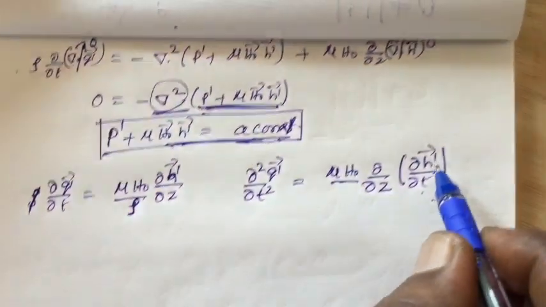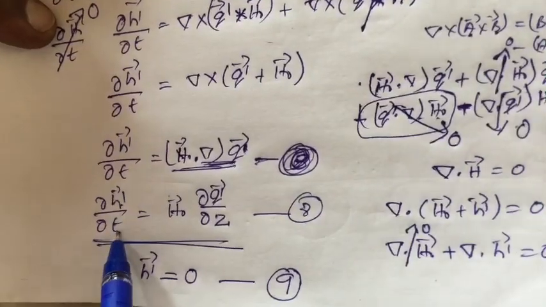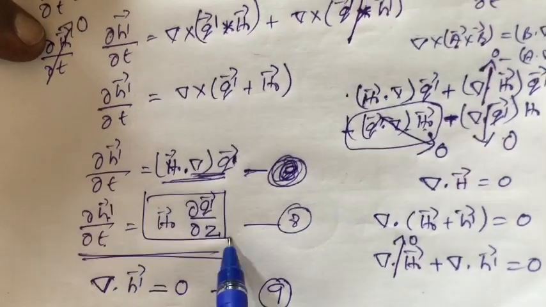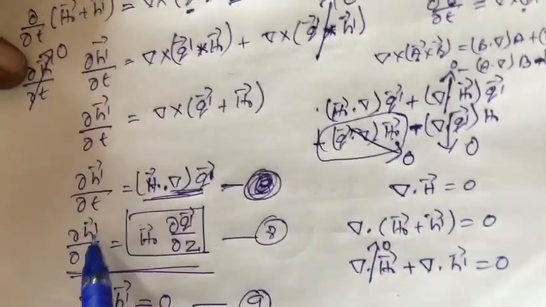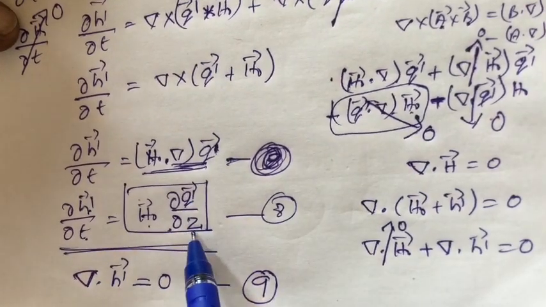But del H dash by del t you obtain from the equation. Equation 8 says del H dash by del t is equal to H naught into del q dash by del z.